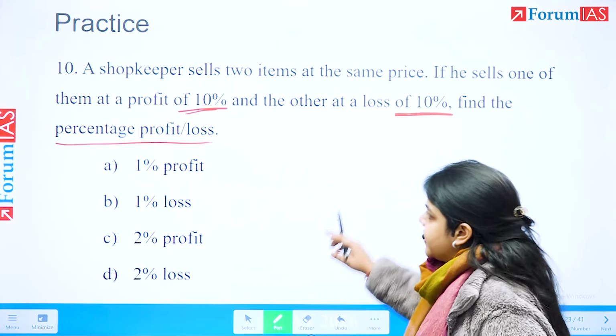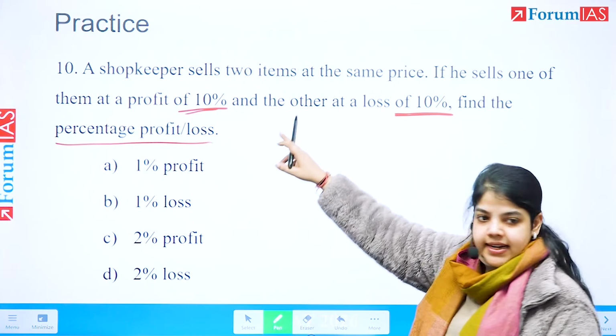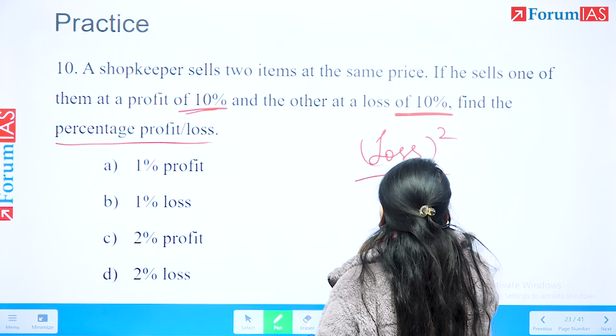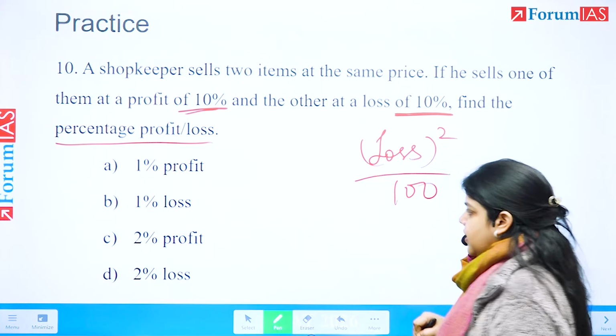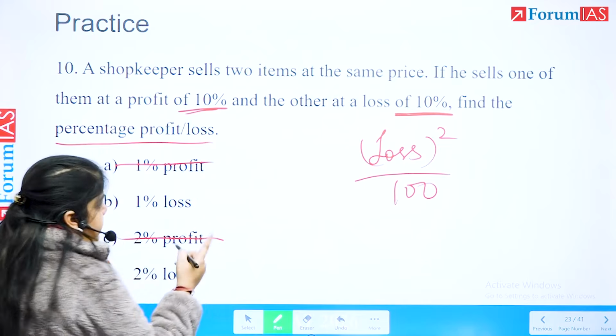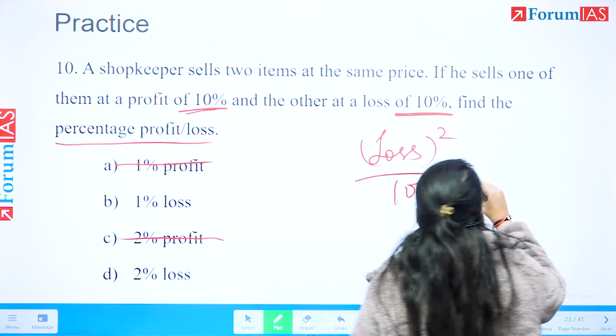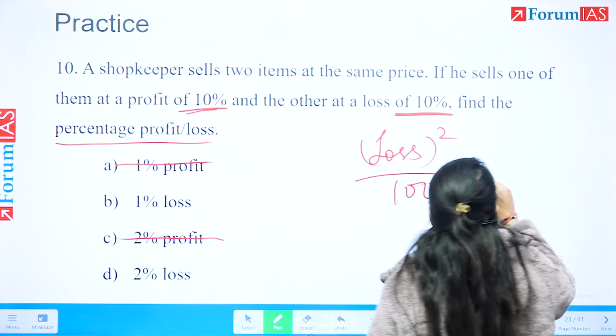So there is a formula for this. When there is the same percentage of profit and the same percentage of loss, we use a formula: loss square divided by 100. Very, very direct. And in such situations, it will always be a loss. It cannot be a profit. Loss square by 100. Okay? So over here, it is 10 into 10 by 100, equal to 1%.